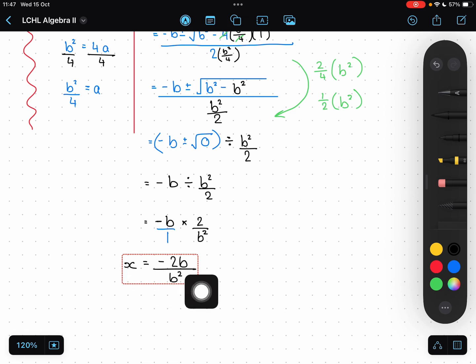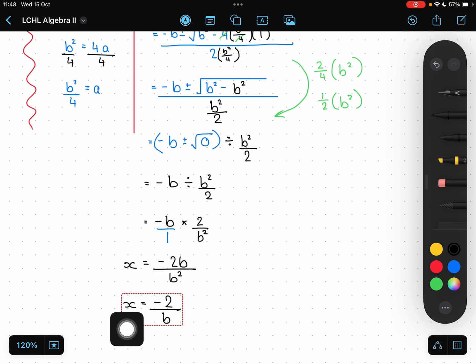Okay, can I simplify it any further? Yes. I have a b multiplying the full top line and the full bottom line, so we can cancel one of the b's from the bottom line with one of the b's from the top line. There's still one b left because there were 2 b's there, a b squared. So this is what x is.